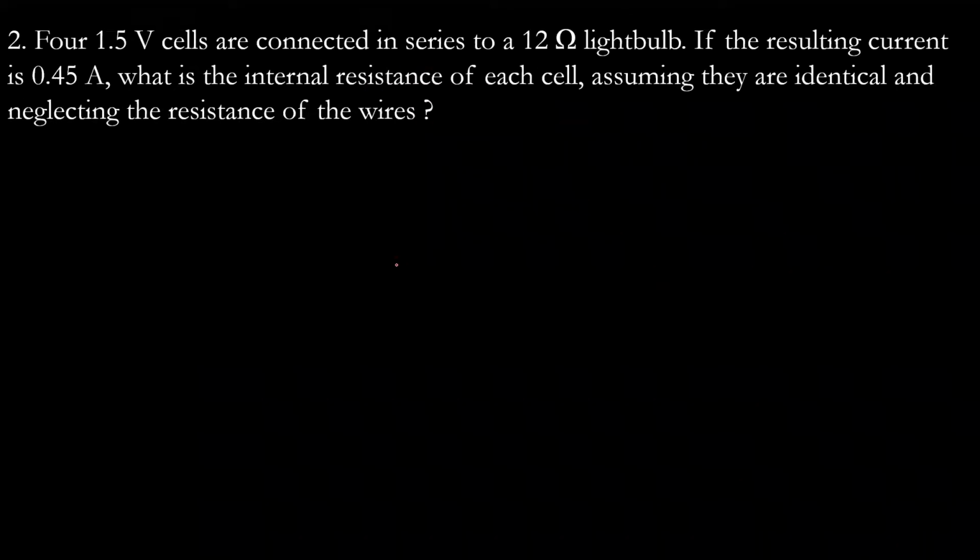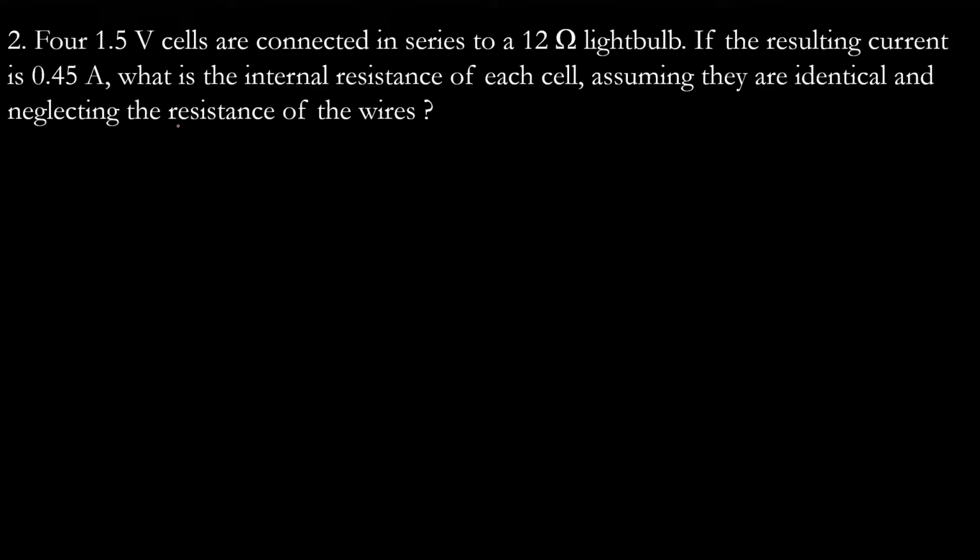So let's move to the next problem. Here there are four 1.5 volt cells that are connected in series to a 12 ohm light bulb. If the resulting current is 0.45, what is the internal resistance of each cell, assuming they are identical and neglecting the resistance of the wires?